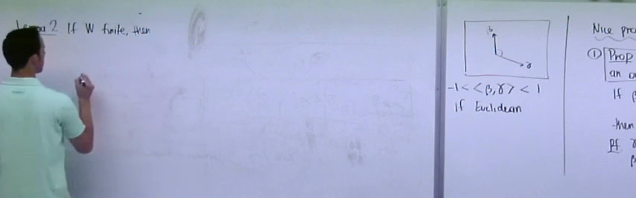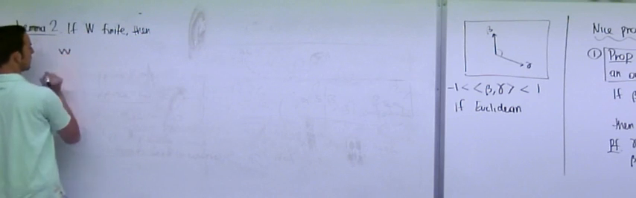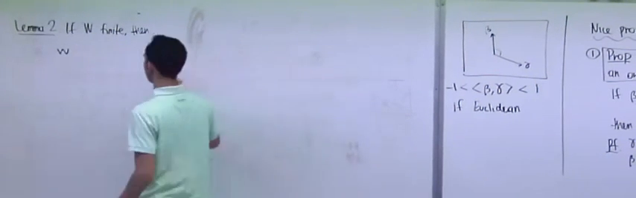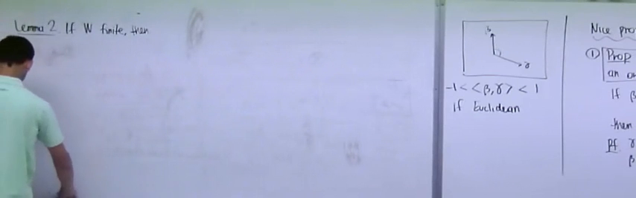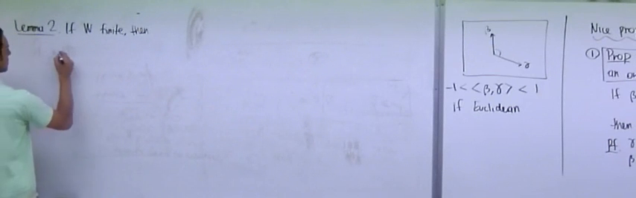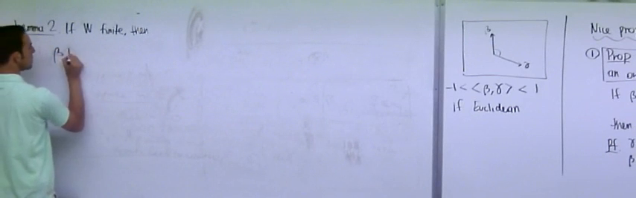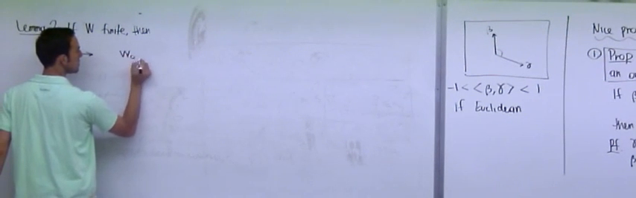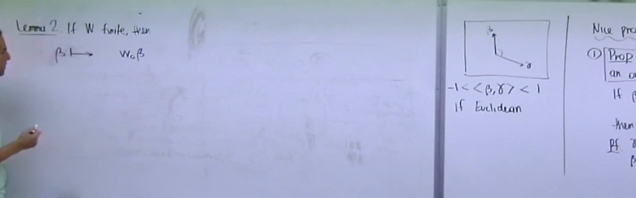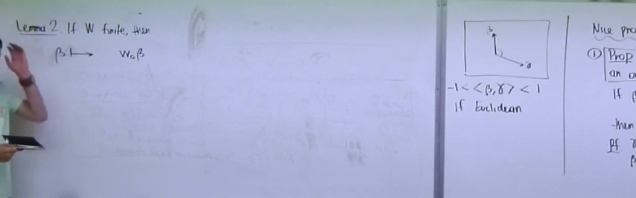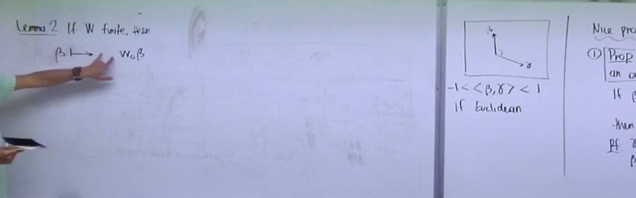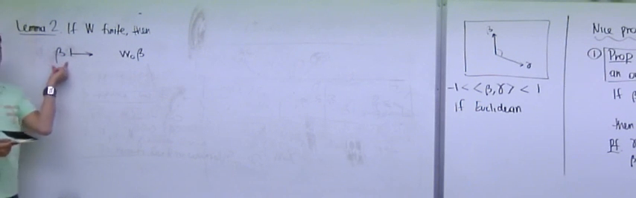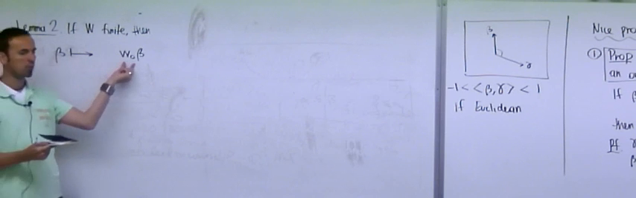I can consider the following map, the map that takes a positive root beta and sends it to W naught beta. I start with a positive root. What does W naught do to a positive root?